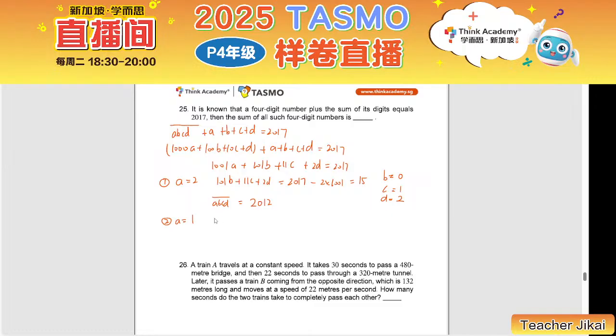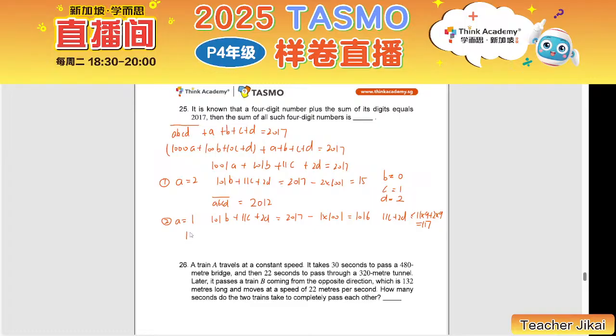Right. And the second case, A here is 1. So if A here is 1, 101B plus 11C plus 2D is 2017 minus 1 times 1001. Right? So it will give you 1016. And what is the maximum of the 11C plus 2D? It is smaller or equal to 11 times 9 plus 2 times 9 equal to 117.